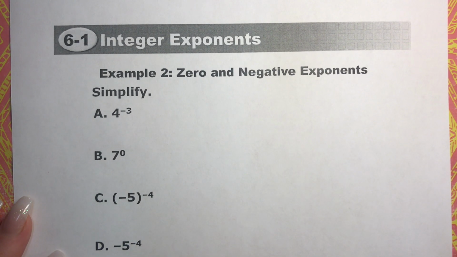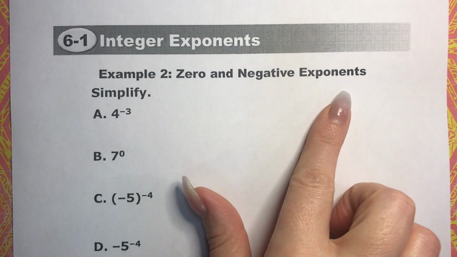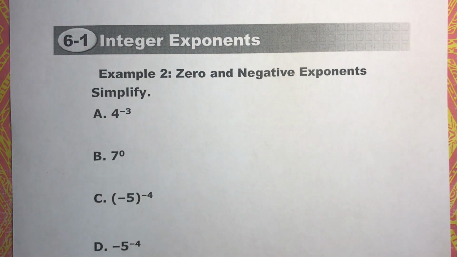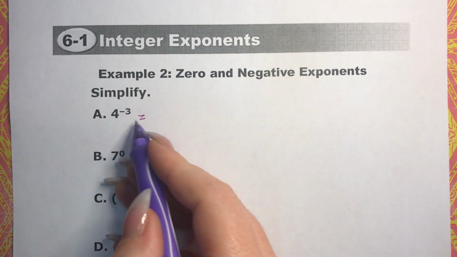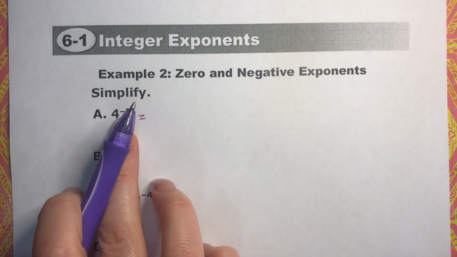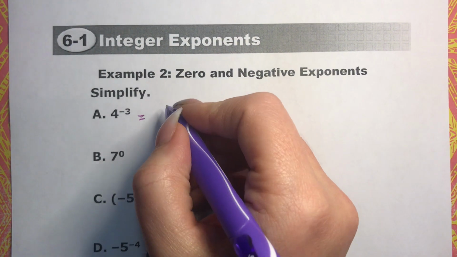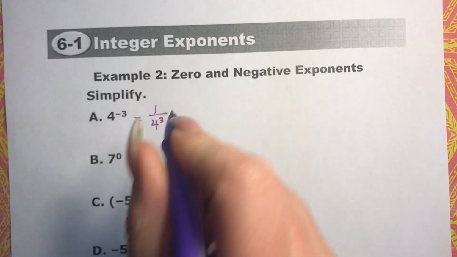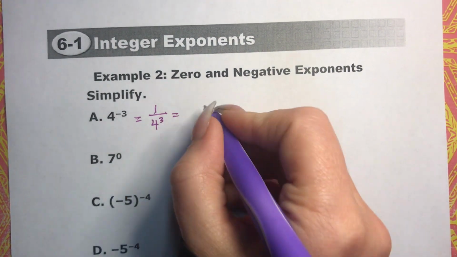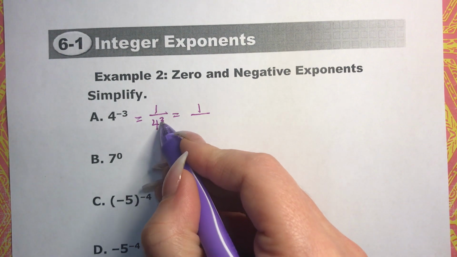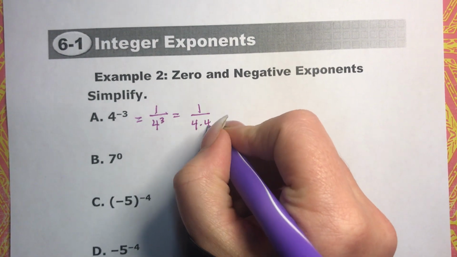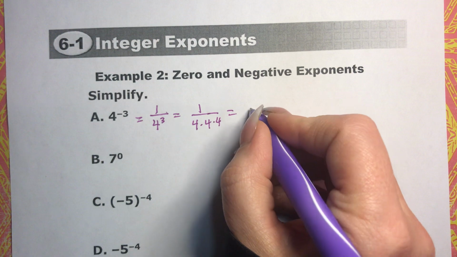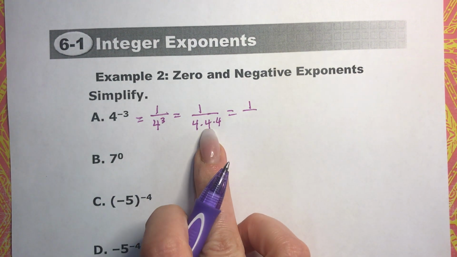All right, we're back for example 2, zero and negative exponents, simplify. Let's go ahead and get started with these problems. So we have 4 to the negative 3. Whenever we see that negative in the exponent, that is the same thing as 1 divided by the same thing, but without the negative. And 1 divided by 4 to the third is the same thing as 4 times 4 times 4. Which equals 4 times 4 is 16.